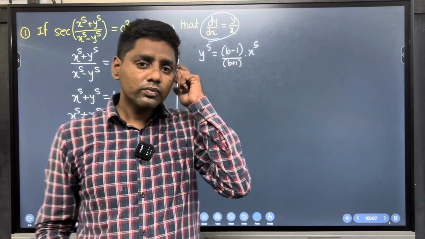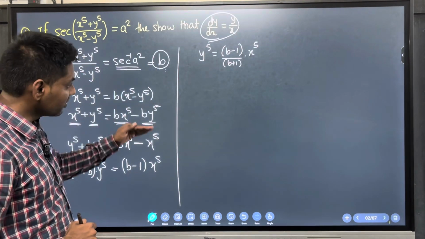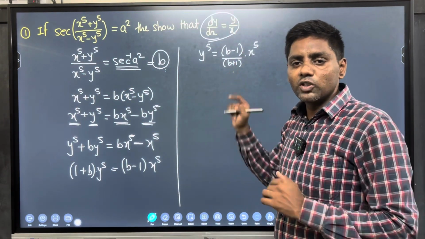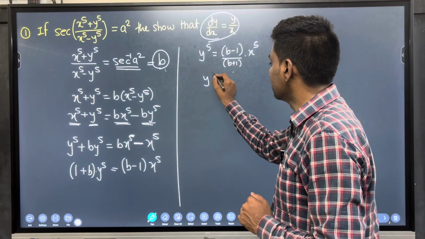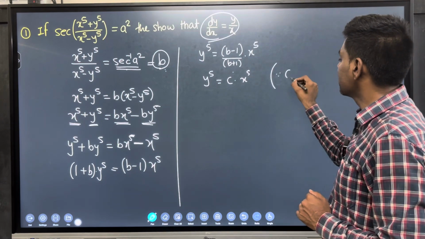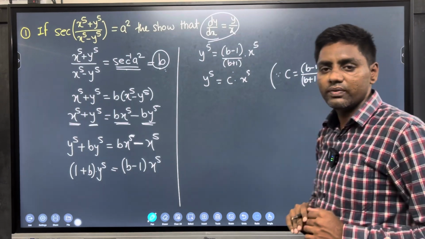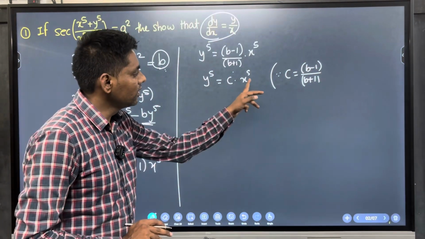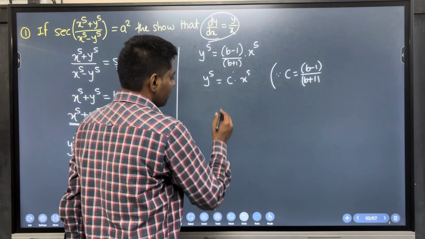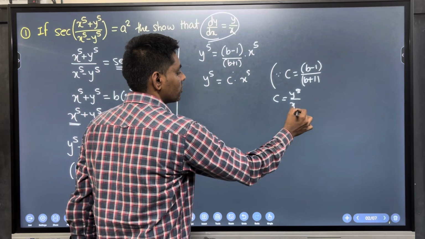A very simple question. Remember when you solve, start by considering one constant, and after solving with that constant you get one or two brackets. Again, consider these brackets as another different constant. So let us consider one more constant, c into x raised to 5. Here the value of c is b minus 1 over b plus 1. The bracket division is replaced by another constant, whatever you take. We take c, and from here we calculate the value of c from y raised to 5 and x raised to 5.